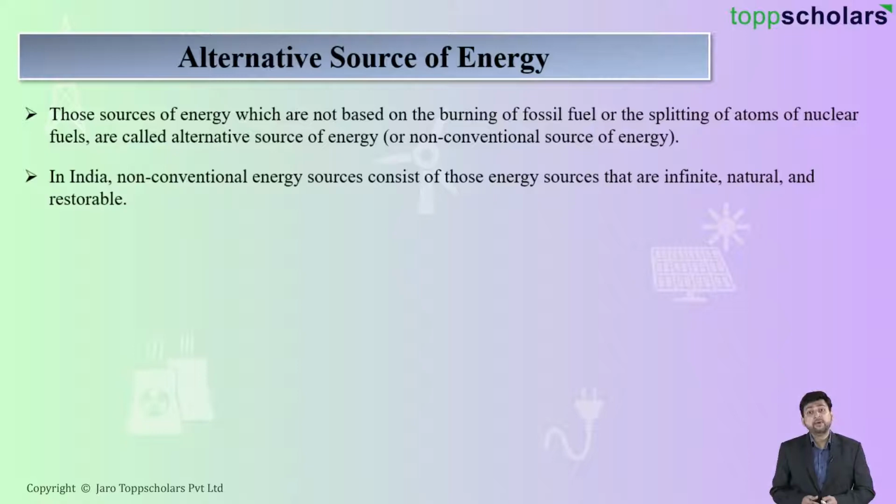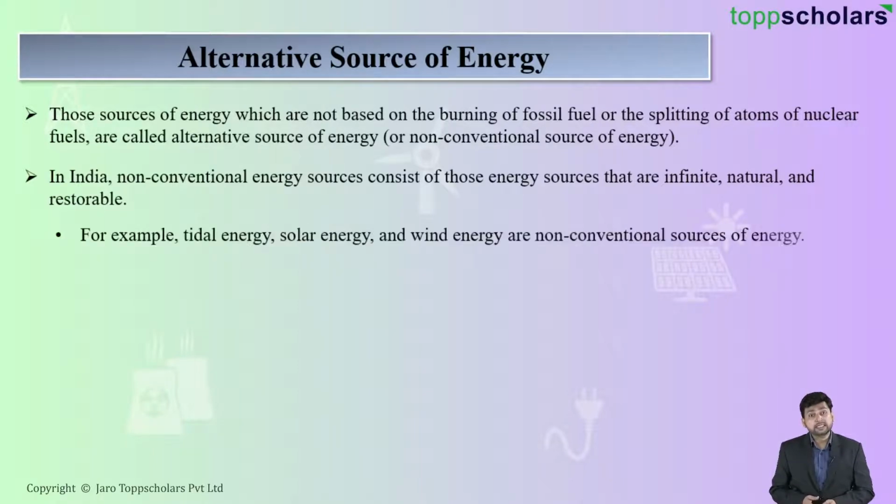Like for example, wind energy. Wind blows from one place to another place. So it is natural, it is infinite and it can be reused again and again. Let's talk about one more example, that is the tidal energy. That is also a renewable source of energy or non-conventional source of energy. Solar energy and wind energy we already discussed.